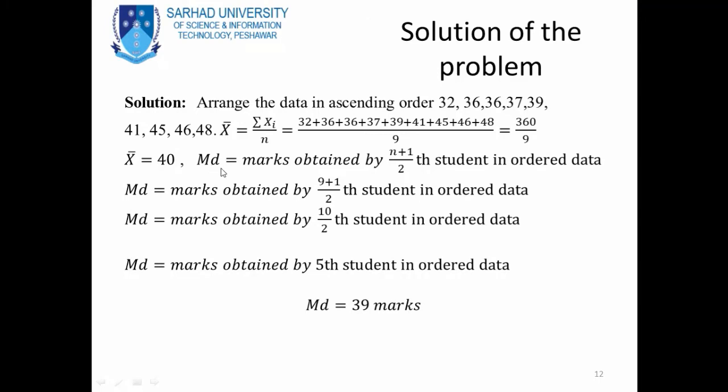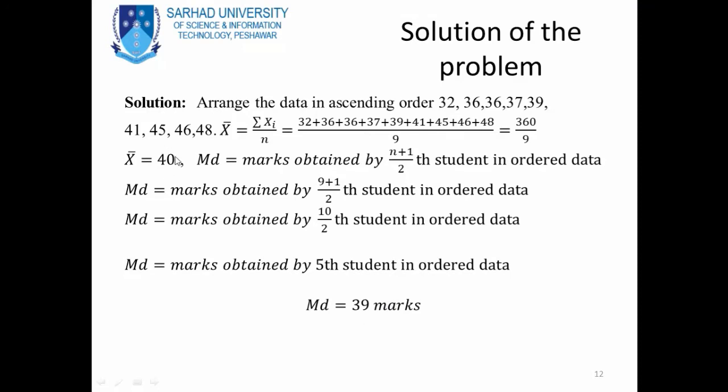Now the median is the marks obtained by the (n plus 1) divided by 2 student in ordered data. So median, marks obtained by the (9 plus 1) by 2, that is 10 by 2, the fifth student in ordered data, which is equal to 39. At the fifth position, 1, 2, 3, 4, 5, we obtained 39. So mean for this data is 40 and median is 39.